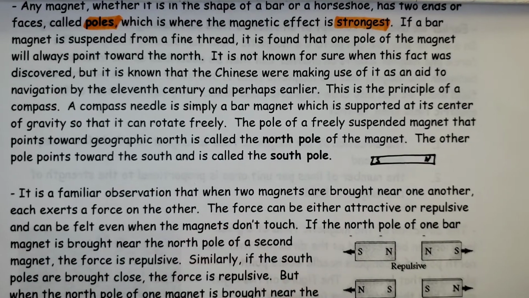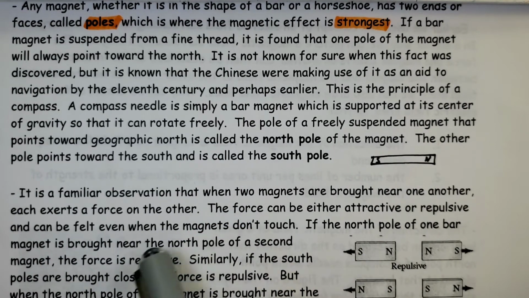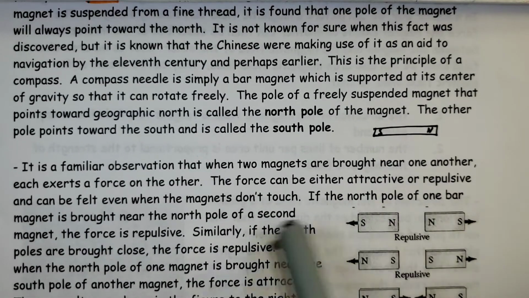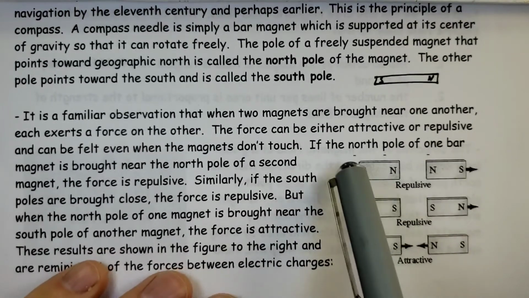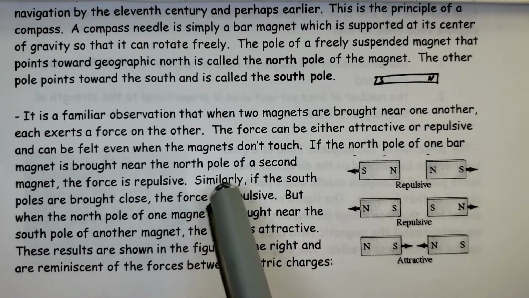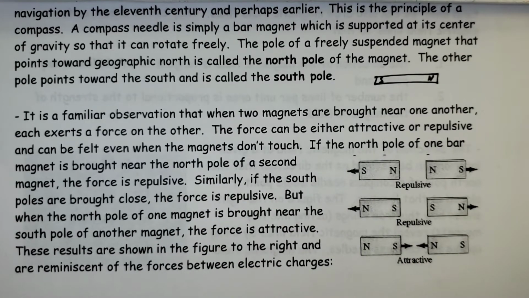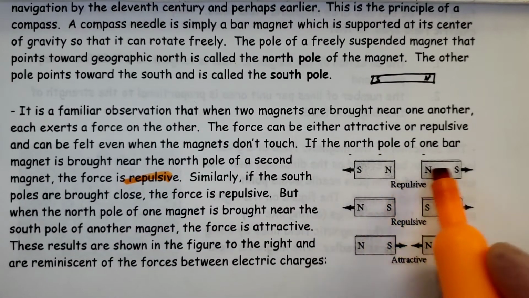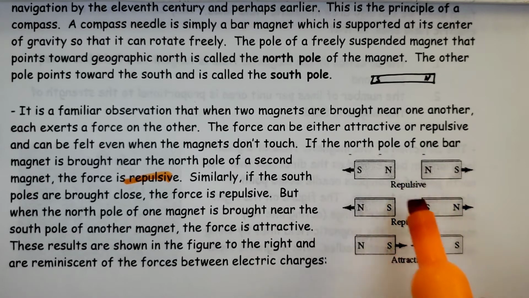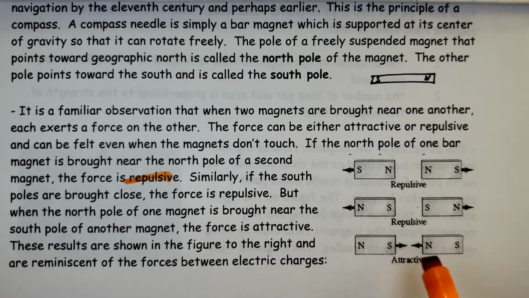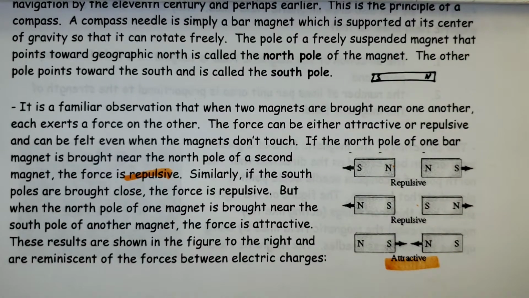It is a familiar observation that when two magnets are brought nearer one another, each exerts a force on the other. The force can either be attractive or repulsive and can be felt even when the magnets don't touch. So again, force at a distance. If the north pole of one bar magnet is brought near the north pole of a second, you can see that it is going to be repulsive. So it's almost like charges. Two negative charges would repel, or two positives repel. Same thing with the magnet. So here, like repels, opposite, of course, attracts.